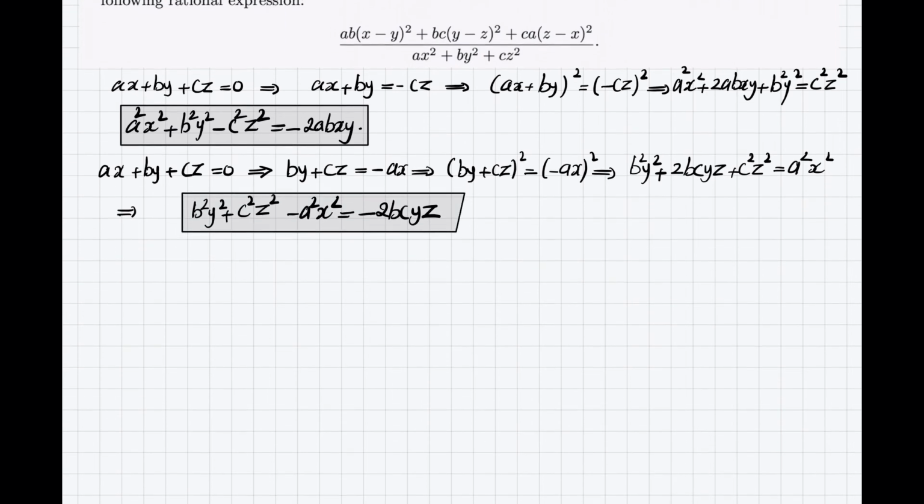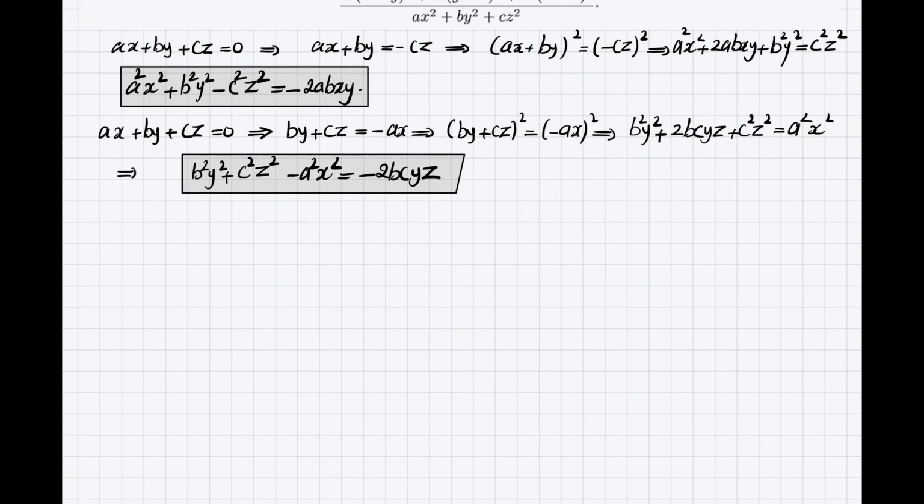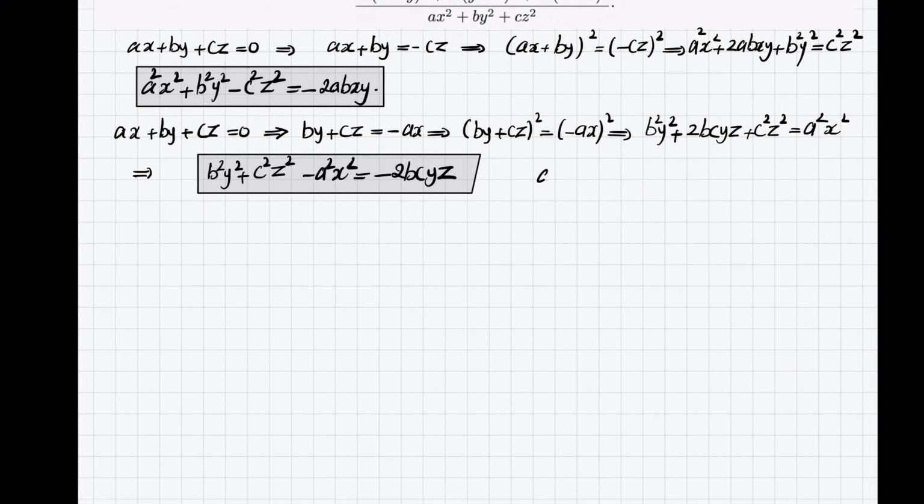Okay, so now I don't want to repeat this. Again, similarly, this time by moving by to the right hand side and raise it to power 2, and then doing the same calculations, you will get this expression. You will get a squared x squared plus c squared z squared minus b squared y squared is equal to minus 2cazx. So it's very, very similar to these calculations, and you will get this expression.